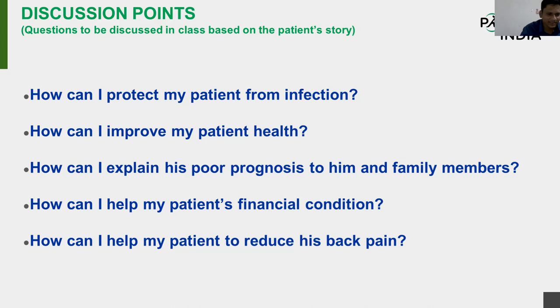So how can I help my patient to reduce his back pain? What do you think the back pain is all about? The pain again.